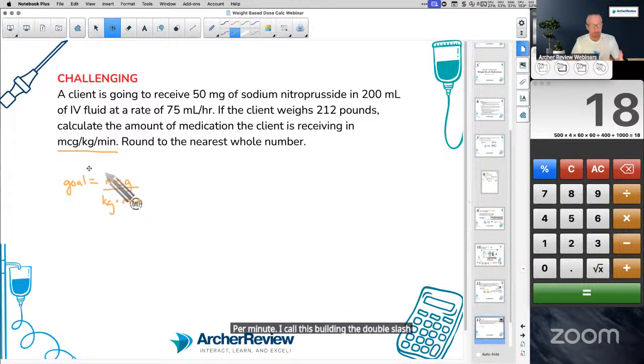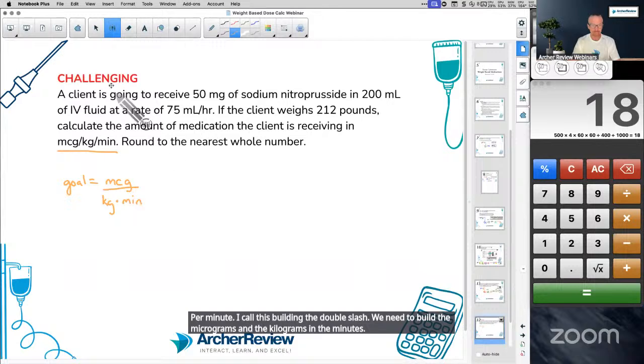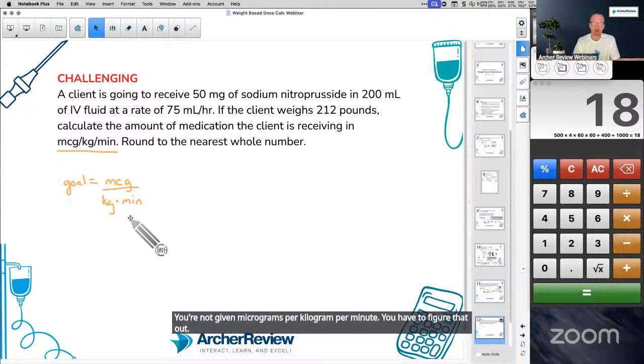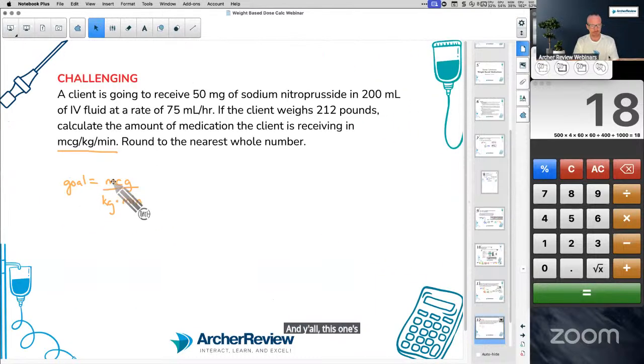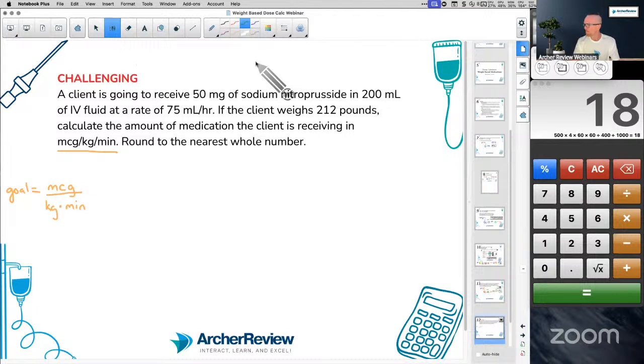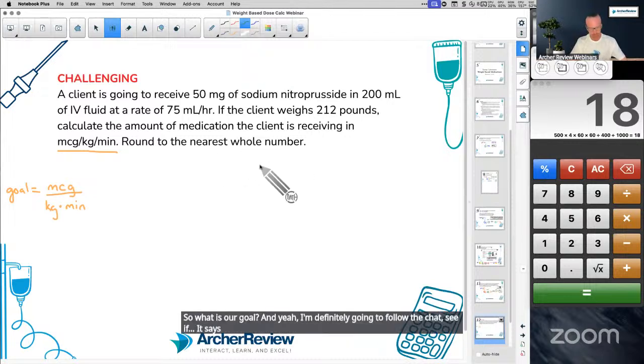We need to build the micrograms and the kilograms and the minutes. You're not given micrograms per kilogram per minute. You have to figure that out. And y'all, this one's going to be crazy. So let's check this out. I'm going to go ahead and make some more room. So what is our goal? And I'm definitely going to follow the chat, see if it says round to the nearest whole number, by the way. We'll see if somebody can get this right as I work through it.